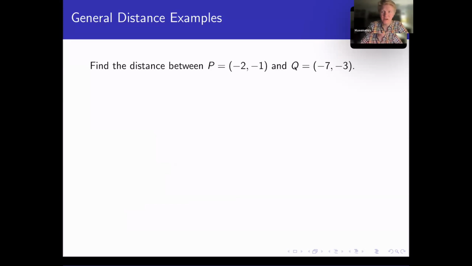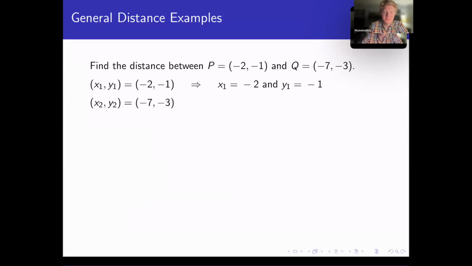Doing this with some very ugly negative numbers, let's let (-2, -1) be x1, y1. x1 is -2, y1 is -1. x2, y2 would be (-7, -3). So x2 is -7, y2 is -3.